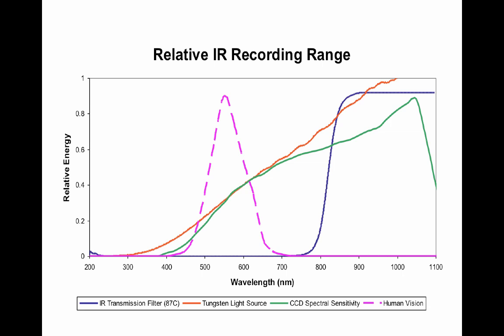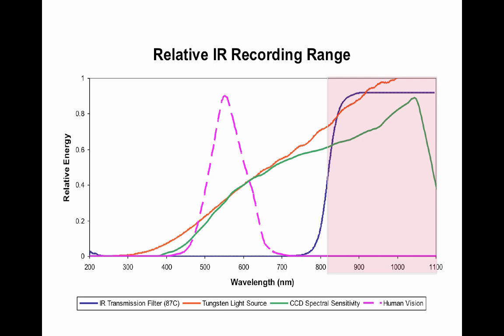So those three parameters are all ticking the boxes. The light source contains infrared, the camera can record infrared, and the filter is transmitting infrared. So what we get is a window of recording within the spectrum. In this case, it's around about 820 nanometers up to 1100 nanometers. So that's the infrared range that we're actually able to record with those optical parameters in place.